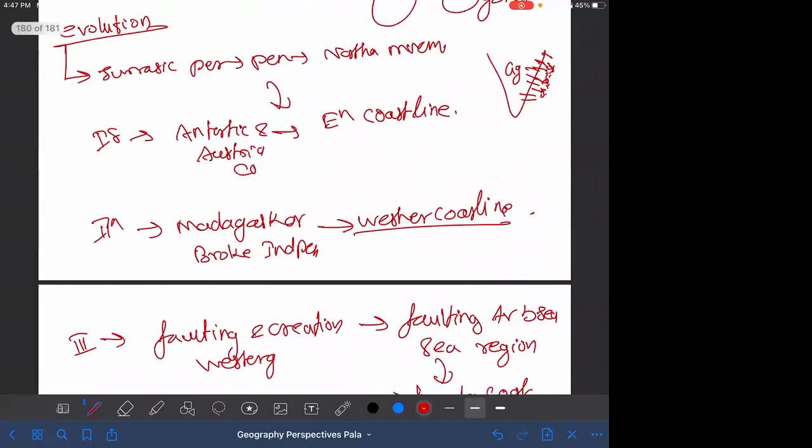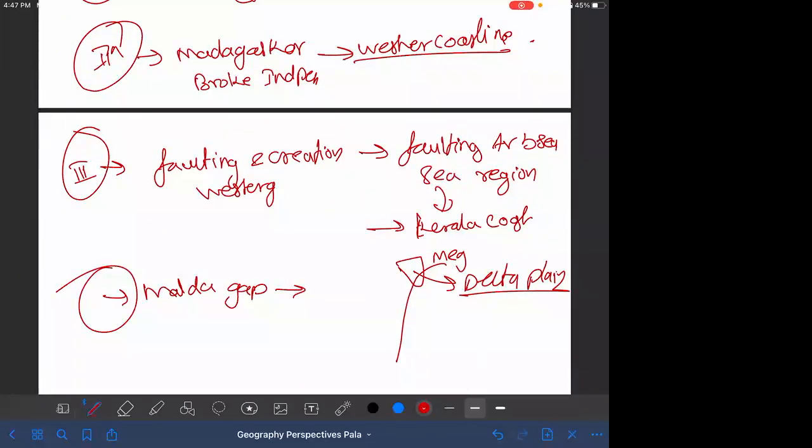So the coastline of India has passed through these 3 to 4 stages in its growth. First of all, it was the eastern coastline form, then the western coastline form, and then with the faulting along the western Ghats margin, the shape of the western coastline has changed. Similarly, with the faulting in the Malda Gap region, the shape of the eastern coastline has also changed. Okay.